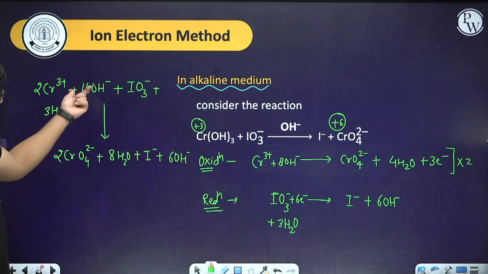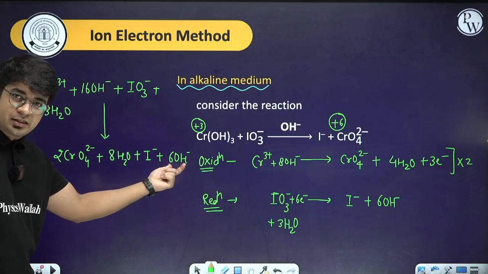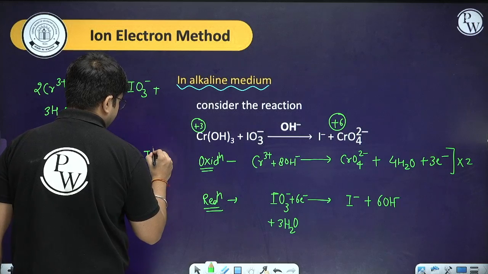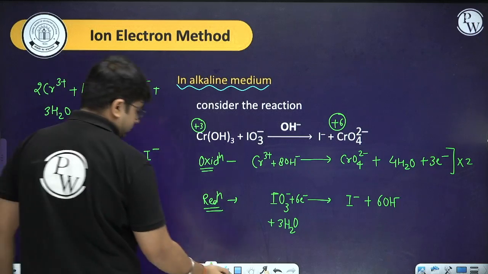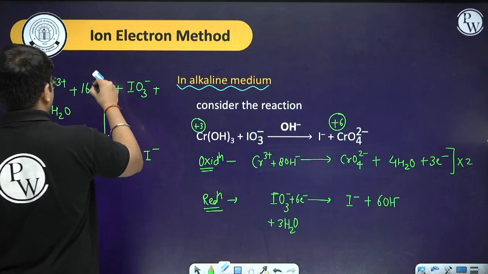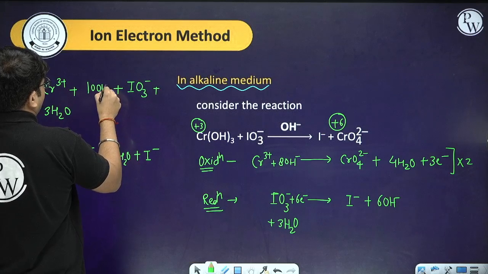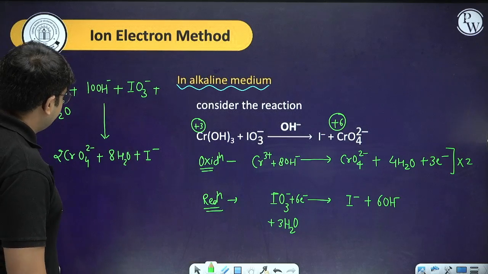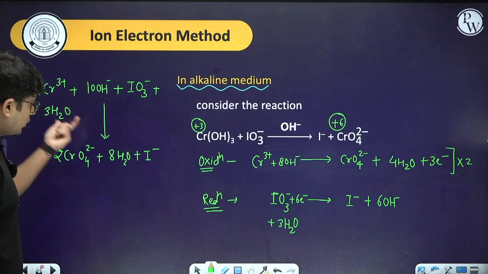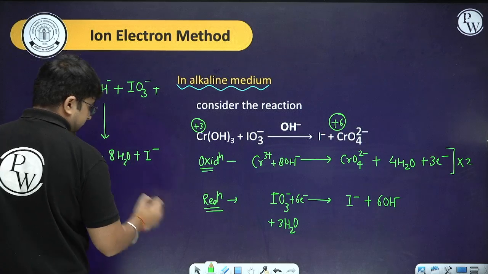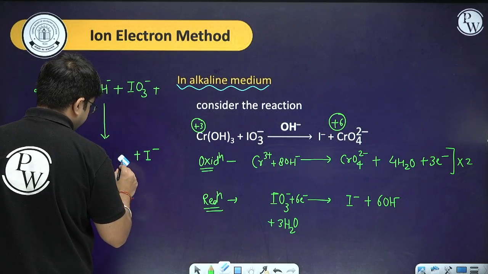Now you can see 16 OH are there on one side and 6 OH on the other, leaving us with 10 OH negative on the left. Now in this case 3 H2O and in this case 8 H2O, so that will be only 5 H2O.